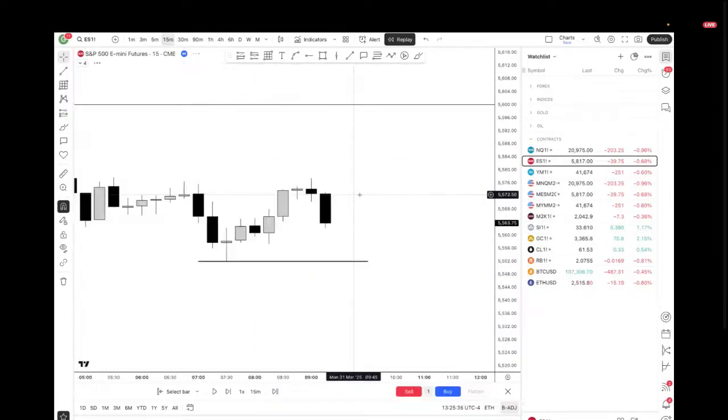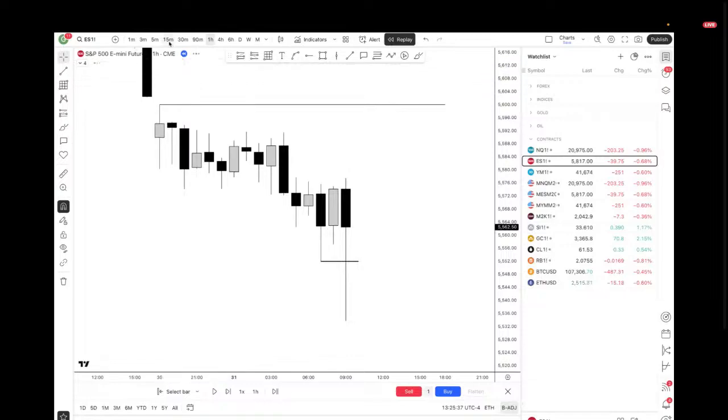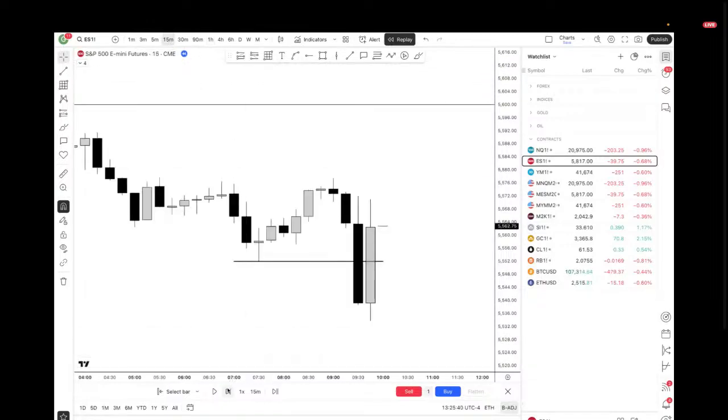So if I show you the 15-minute chart, oh, it's glitching. Okay, whatever. I don't know why it's doing that.